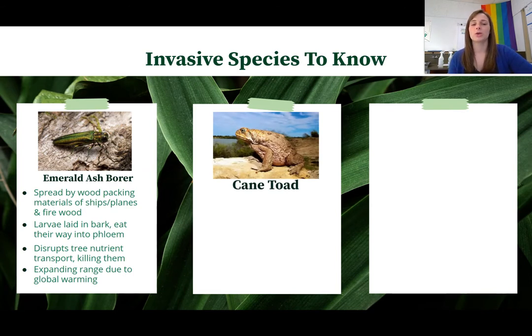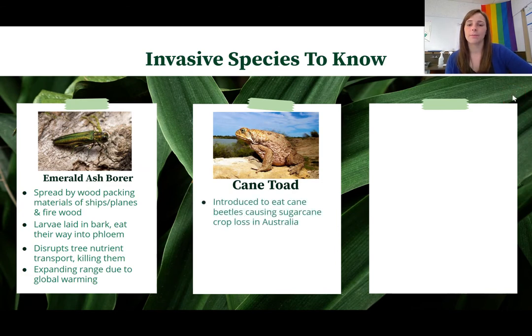Then we have the cane toad. Probably zebra mussels and cane toads are two of the most famous examples of invasive species. This cute little guy was introduced to eat cane beetles, which were causing sugarcane crop loss in Australia. So again, we intentionally brought it in to try to help prevent these cane beetles from ruining the sugarcane industry.